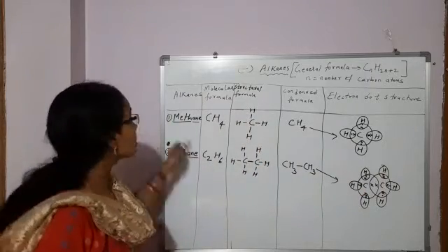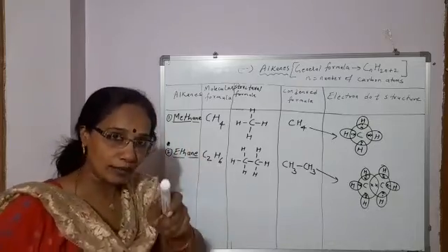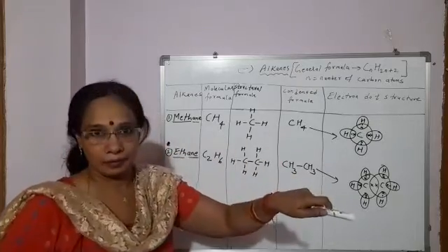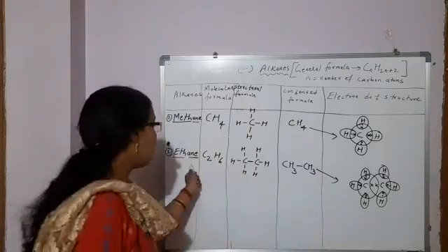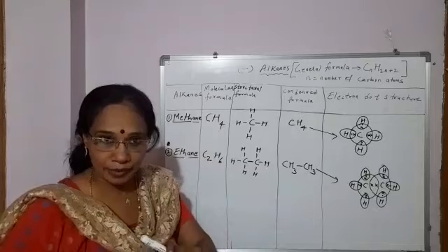Again I repeat, students, meth means how many carbon atoms? 1. Ane means single bond between carbon atoms. Eth means 2 carbon atoms. Ane means single bond between carbon atoms. Okay.